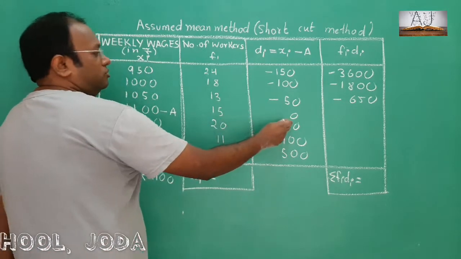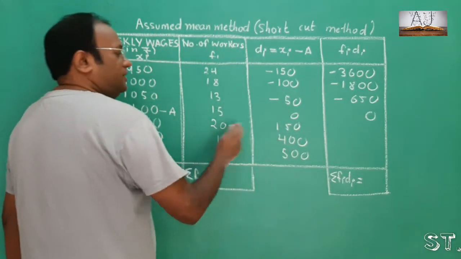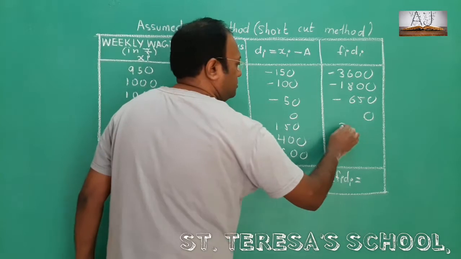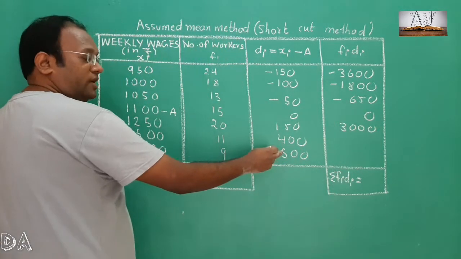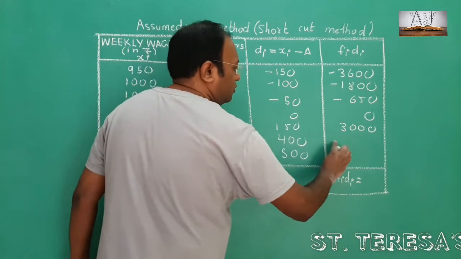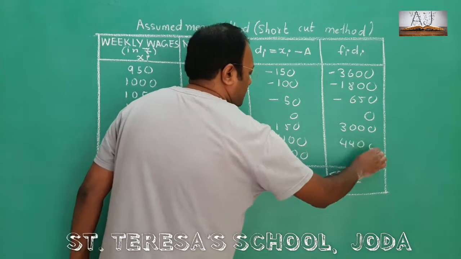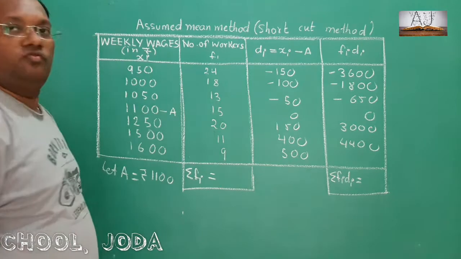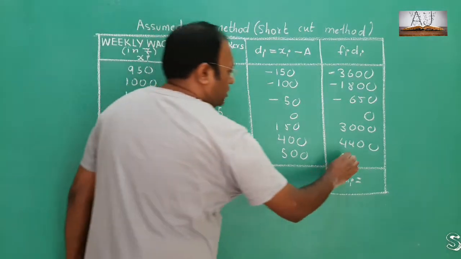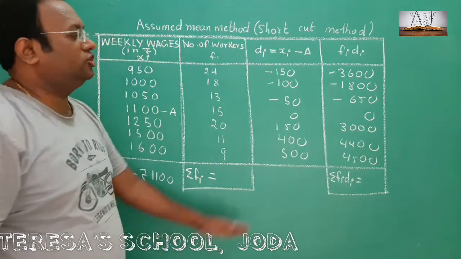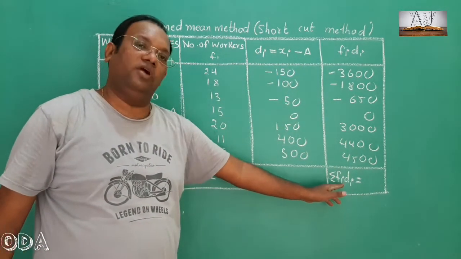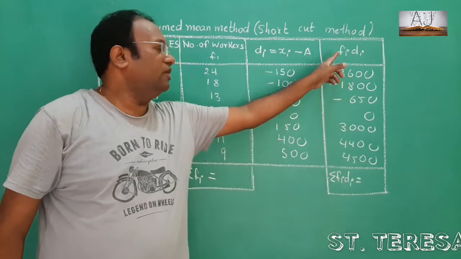15 into 0 is 0. 20 into 150 comes 3000. Now this is positive. 11 into 400 comes 4400. The last one, 9 into 500, comes 4500. Now we need to find the summation of all, sigma FiDi.